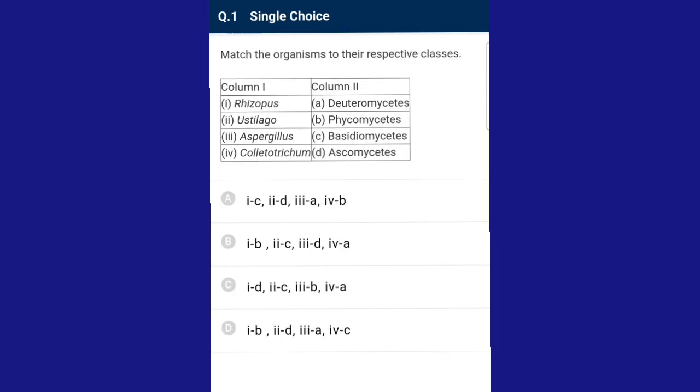Botany section A followed by section B. See the first question from section B. Match the organisms to their respective classes. See the tabular column, column 1. Rhizopus belongs to phycomycetes, so the first one is matching with B. The second one, Ustilago, belongs to basidiomycetes, so it is matching with C. Then the third one, Aspergillus, belongs to ascomycetes. And the fourth one, Colletotrichum, belongs to deuteromycetes. So the correctly matching option is B.